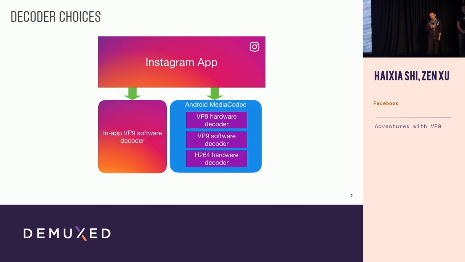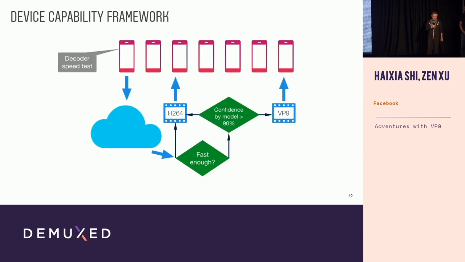Now, to play a video in the Instagram app, we need to decide which decoder to use. It can be the in-app VP9 software decoder, or through MediaCodec we have the VP9 hardware decoder, or fall back to the H.264 hardware decoder. To help us make better delivery decisions, we developed a device capability framework. For example, to decide if a device is fast enough to play with the VP9 software decoder, first we run a decoder speed test on the device. We send the result back to the server, and on the backend we aggregate the data by model and OS version. For devices with a high confidence value, we deliver VP9. Otherwise, we fall back to H.264.